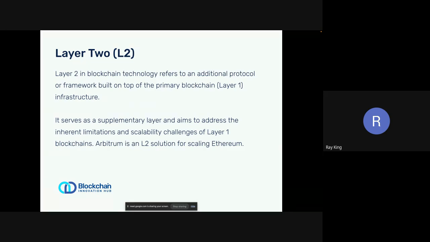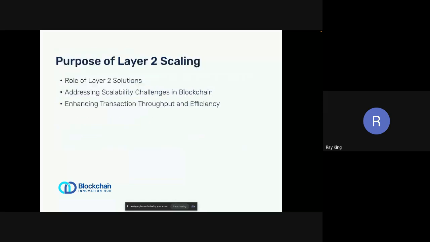So Arbitrum is an L2 solution for scaling Ethereum. If you want to attend to more customers, you need to expand your infrastructure. Probably if you have just one delivery man, you need to employ more people or more staff to handle that level of customers. That's what we mean by scaling Ethereum. Arbitrum is an L2 solution that helps to scale Ethereum. Now, what is the purpose of L2 scaling?